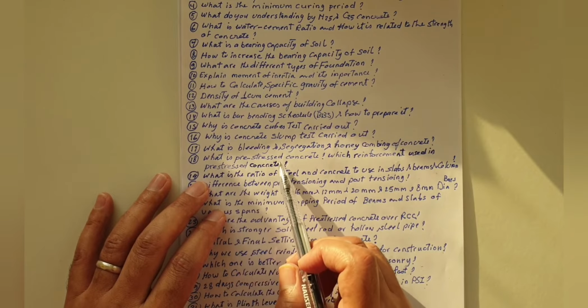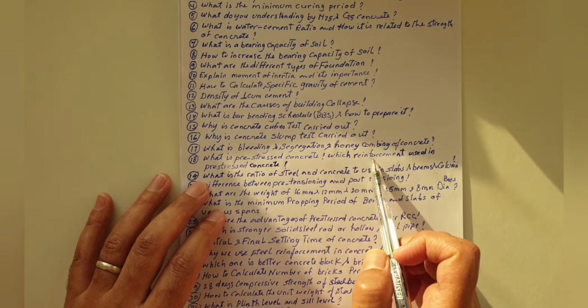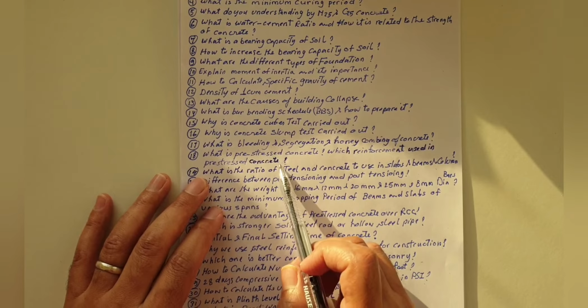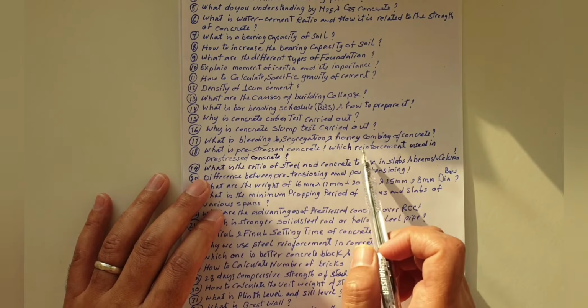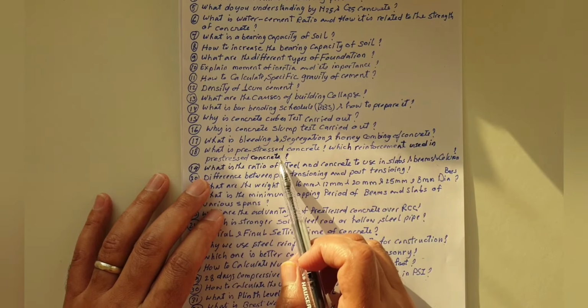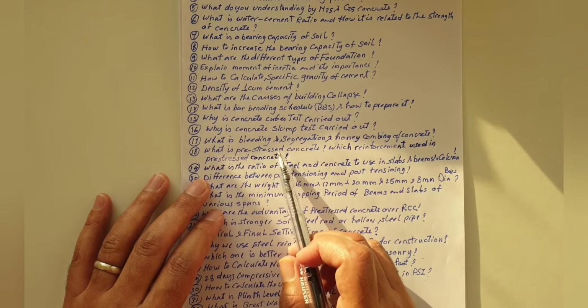What is pre-stressed concrete? Which reinforcement is used in pre-stressed concrete? What kind of steel do we use in it? And what is the difference between post-tension and pre-tension?